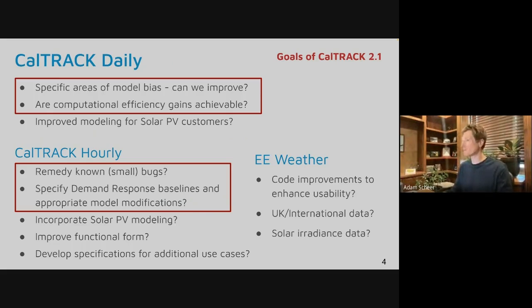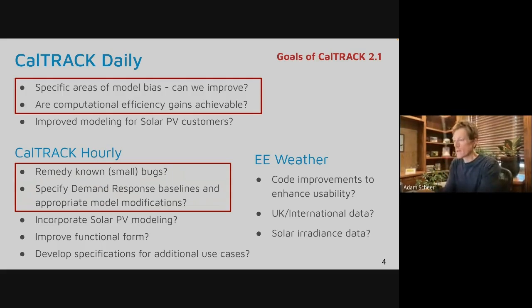So the question becomes, can we do that while not making the model so complex that we can't run it at scale on many hundreds of thousands or even millions of meters, which is one of the most important use cases, at least for Recurve. And then on the CalTrack hourly front, there are a handful of small bugs that we know exist in the code, and I think we'll be planning a pull request to remedy some of those little issues that are present.